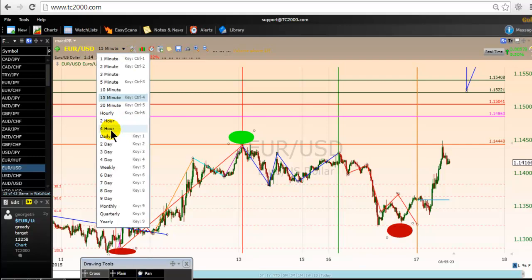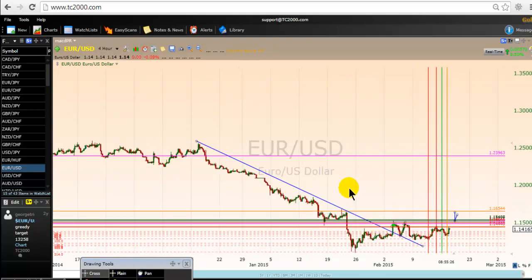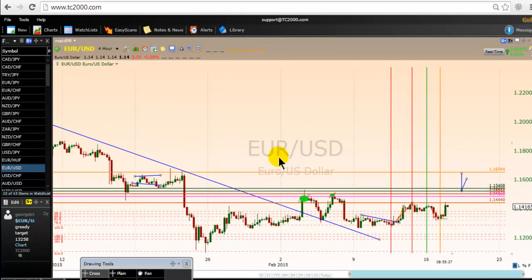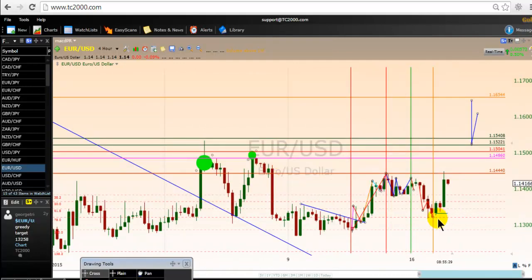Are you with me? So on the 4-hour chart, the first wave is not yet completed until we see the price breaking this resistance on our left-hand side. It did not, you see, stop at the resistance yet.